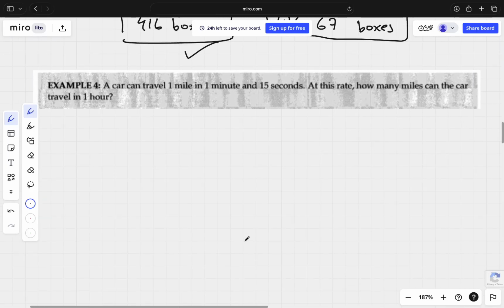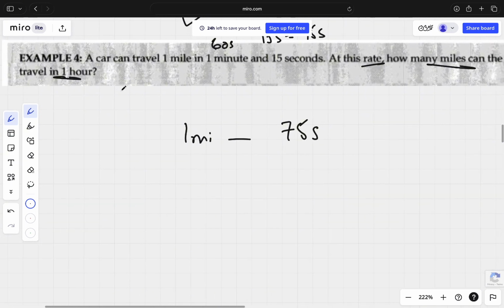Example 4, it says a car can travel 1 mile in 1 minute and 15 seconds. So 1 minute is 60 seconds and 15 seconds, that'll give you 75 seconds. So you can write this like this, 1 mile in 75 seconds. At this rate, how many miles can the car travel in 1 hour? So 1 mile in 75 seconds. 1 hour is 3,600 seconds, because 1 hour contains 60 minutes and each minute contains 60 seconds. So that will give you 3,600.